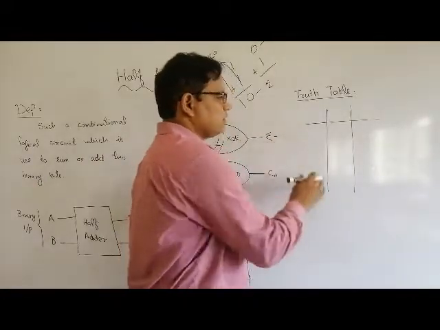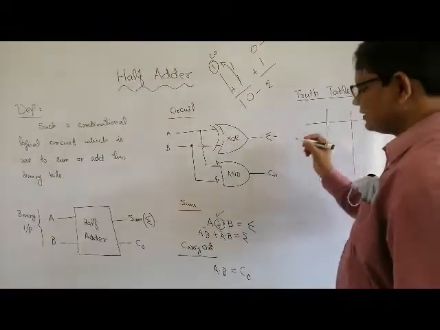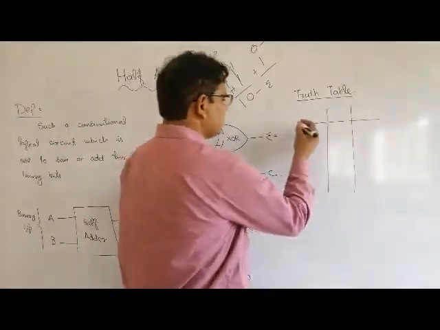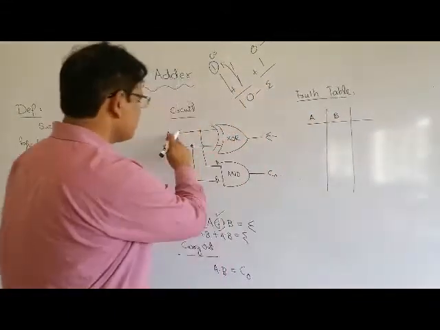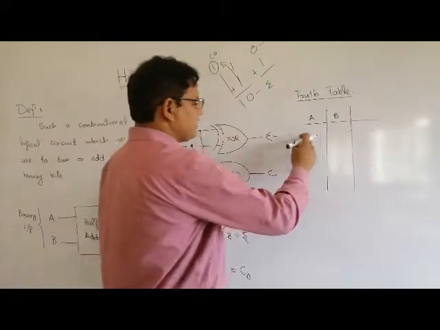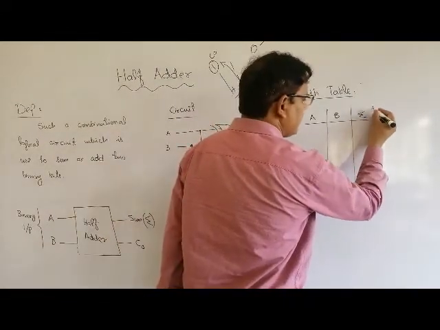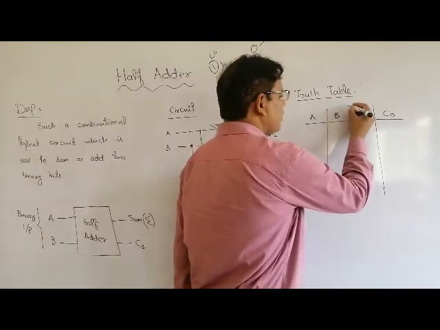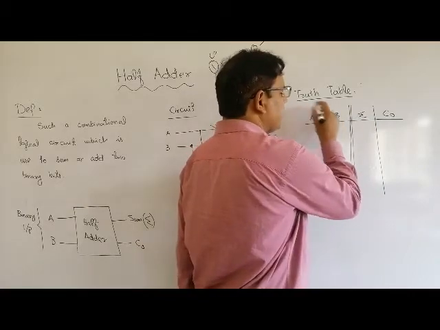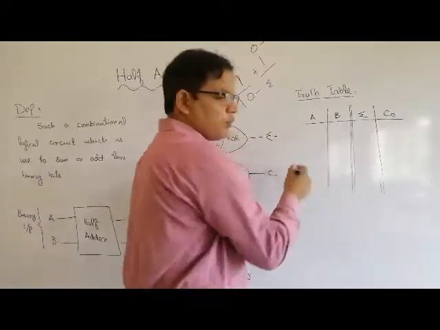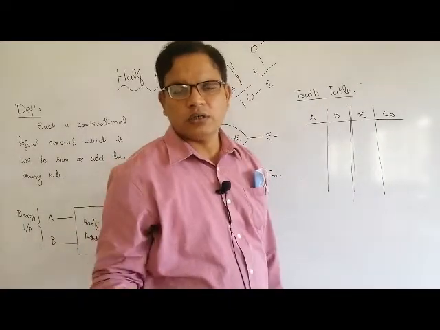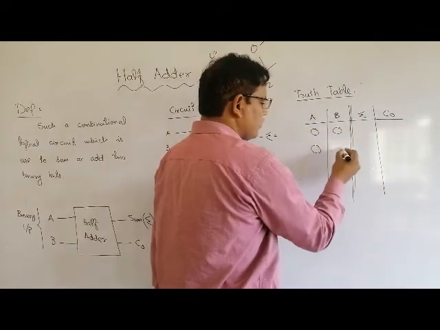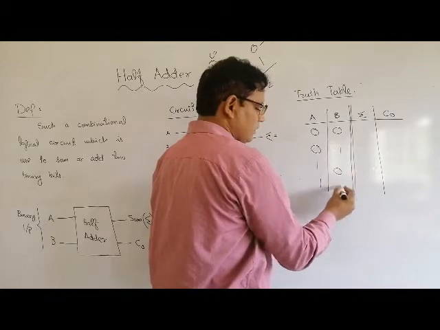Now I will design the truth table, which is basically the working of all this. A, B is our input, and then sum is output, and carry out is output. Both are outputs. This is the inputs column and this is the output column. Now we will count very normally: first 0 0, then 0 1, then 1 0, and then 1 1.